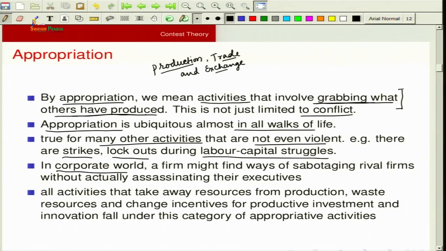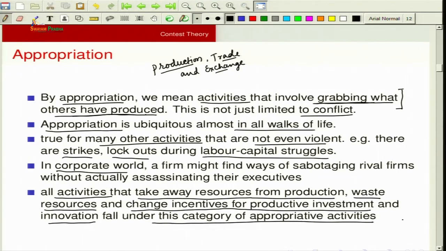If we want to define this a little more technically, we can say that all such activities that take away resources from production, waste resources, and change the incentive for productive investment and innovation fall under this category of appropriative activities. So, these are the important things: activities that take away resources from production, then waste resources, and then more importantly, change the incentive for productive investment and innovation. All these kinds of activities fall under appropriation.